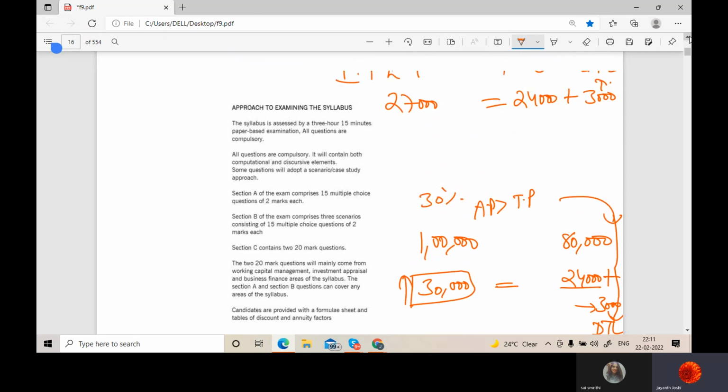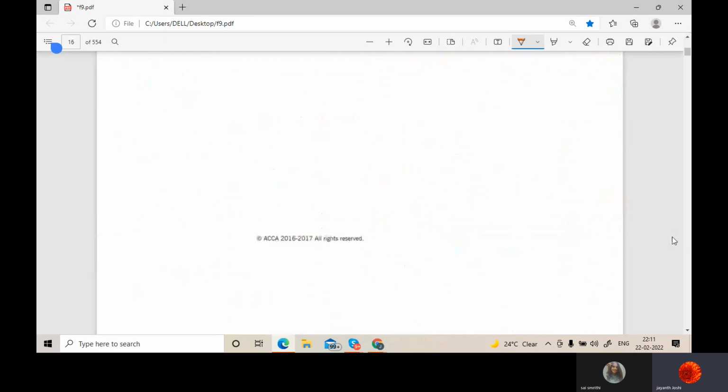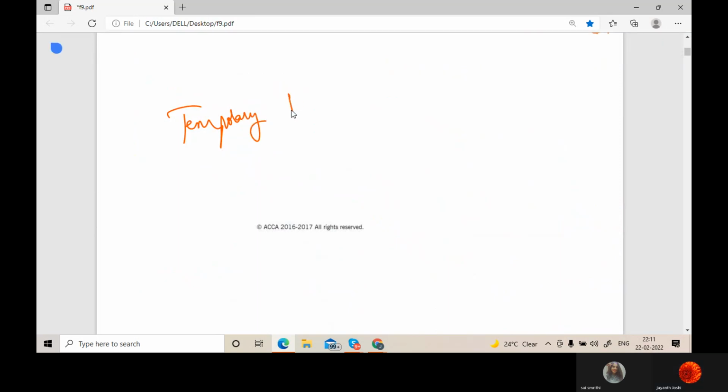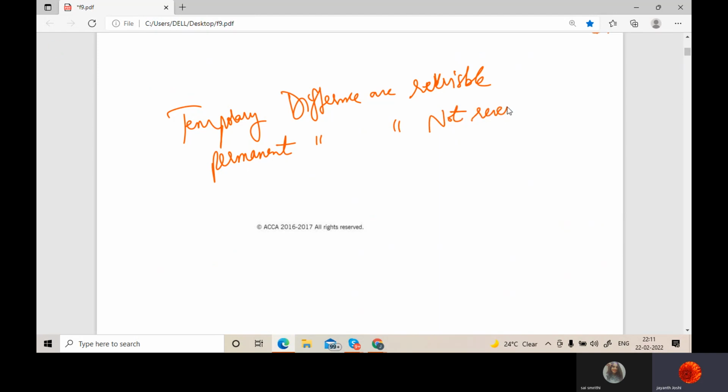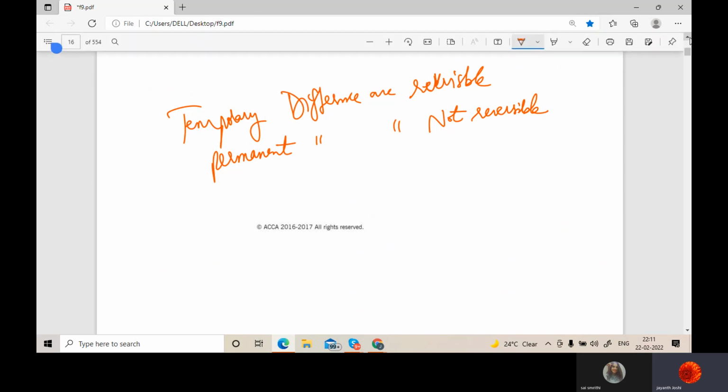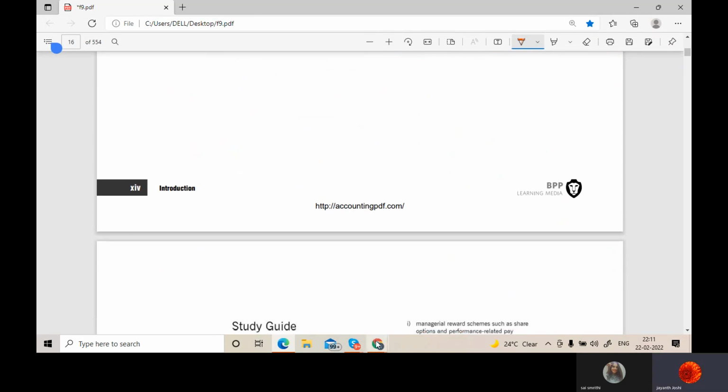But here what I mean to say is that temporary differences are reversible, and permanent differences are not reversible. I'll explain how that happens. Let us see how they are reversible and how they are not reversible. Now let's see the slide.